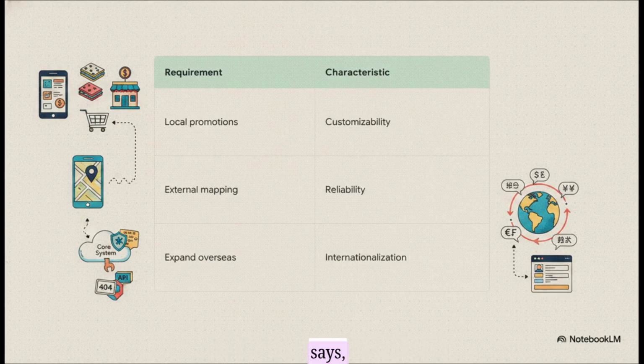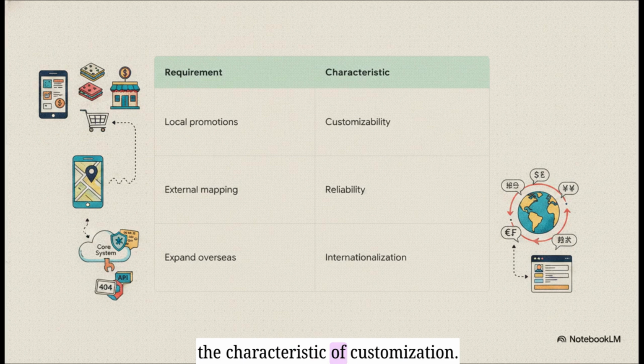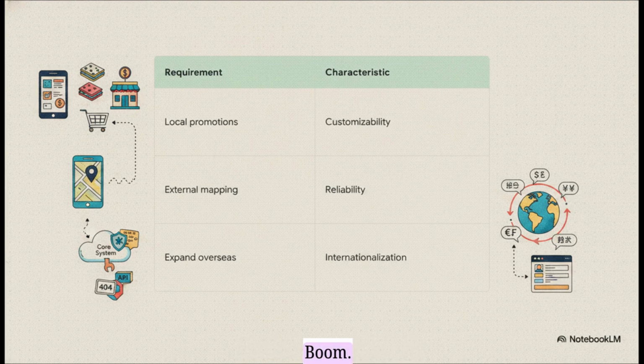Imagine a business stakeholder says, hey, we want to offer local daily promotions. As an architect, you translate that directly into the characteristic of customization. You might need a modular architecture, where the core system handles the basic ordering, but local promos can plug in dynamically based on the user's location. Then the business says, give the user directions using external mapping. Boom. You immediately write down reliability and integration. If that third-party mapping API crashes, you definitely don't want your entire sandwich shop going down with it.